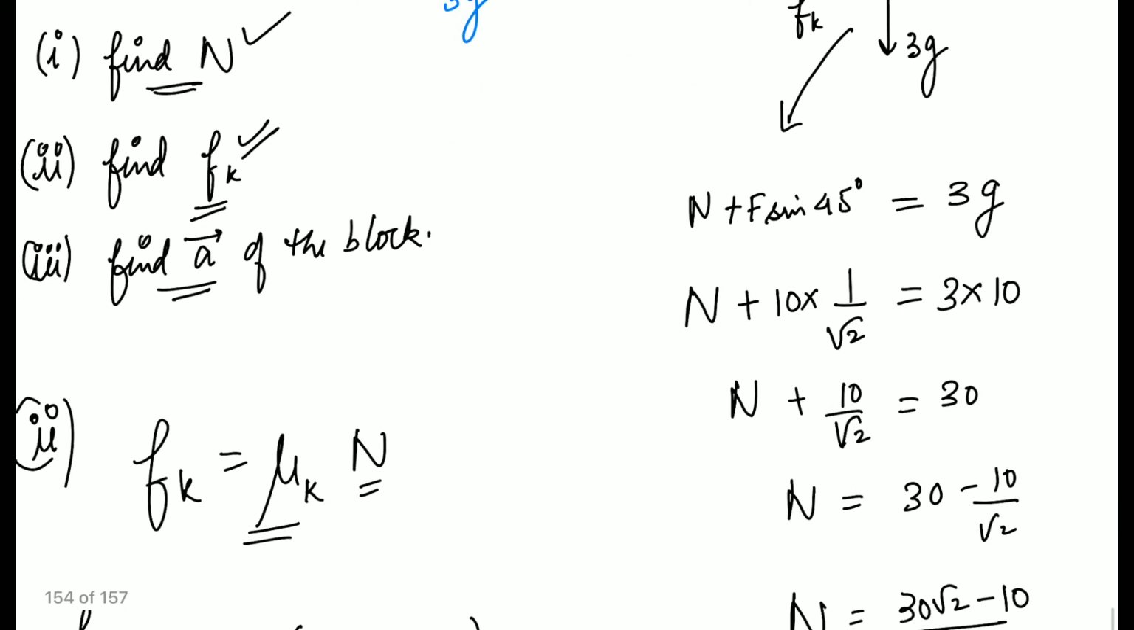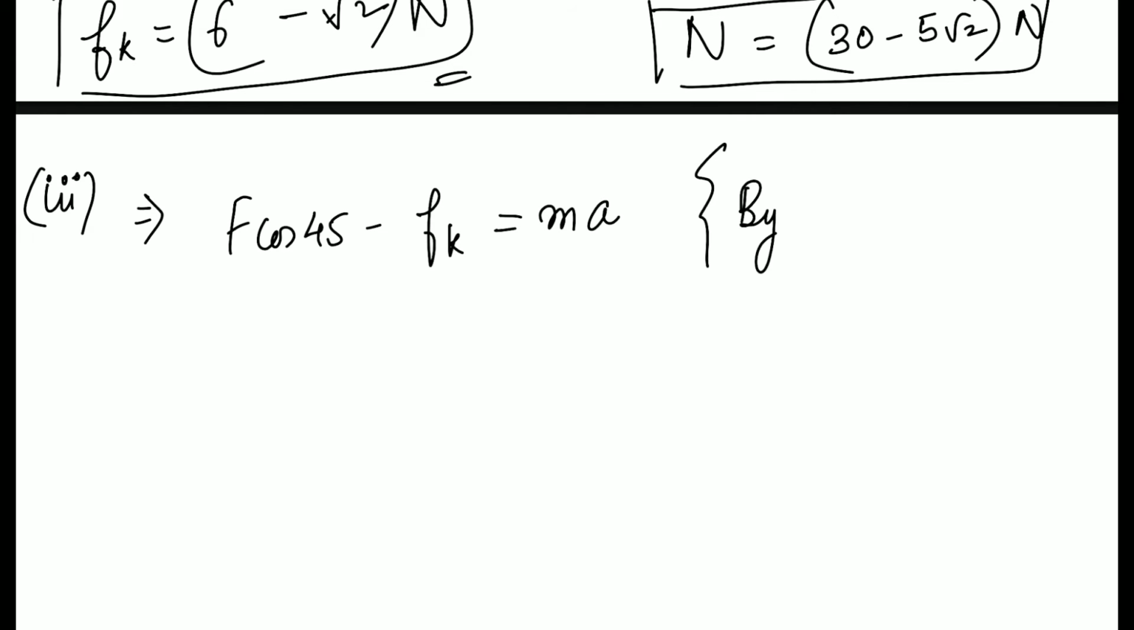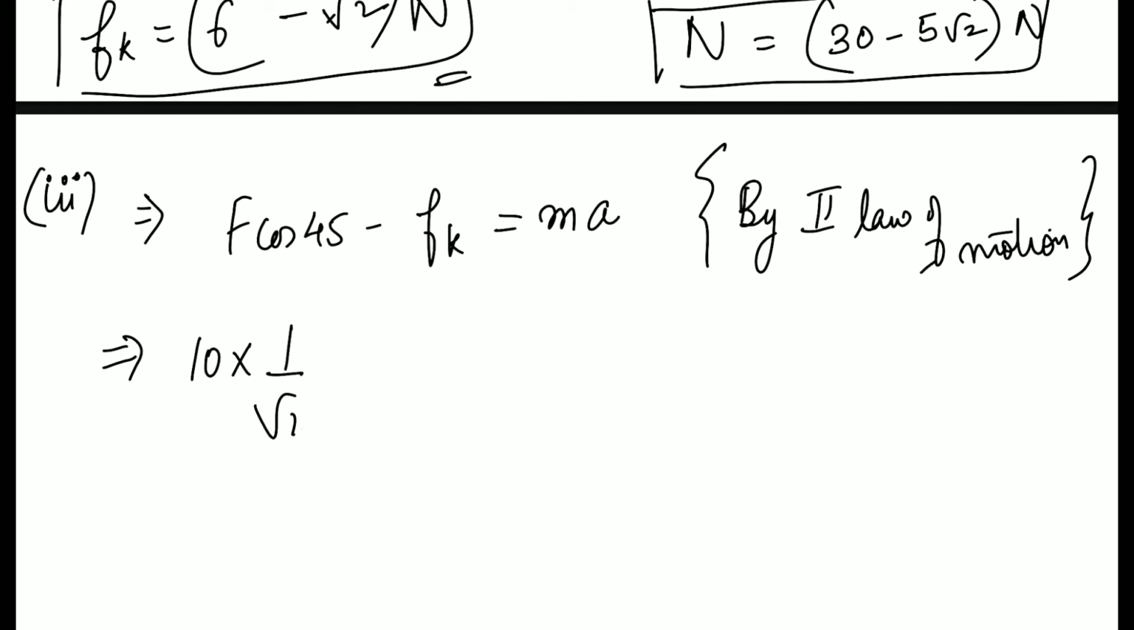So for the third part, that is for acceleration, I can write my F sine 45. Is it sine or is it cos? It's cos. Yeah, sorry, I'm really sorry. This is F cos 45 minus Fk equals mass times acceleration, by the second law of motion. I hope you guys can understand that. Yes, okay, great. So your F is 10 and your cos 45 is 1 upon root 2, minus Fk. The value of Fk is already known to me, this one, 6 minus root 2, equals mass, which is known to me, that is 3 times a.